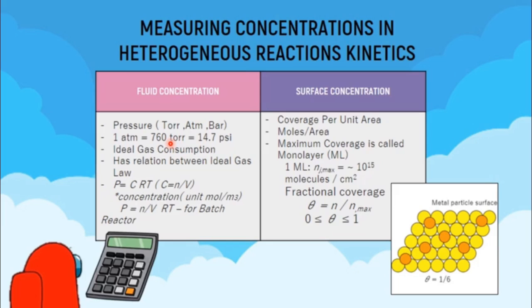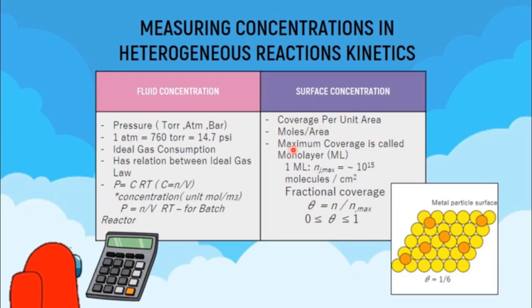We have all the parameters that are important to measure the fluid concentration, which are pressure, with units of torr, atm or bar, and this is the conversion of the units, and temperature, and also the volume. We have three important parameters, pressure, temperature, and volume, that we can use in this formula to calculate the fluid concentration. And next, the surface concentration is related to the coverage per unit area, and the unit is moles divided by area.